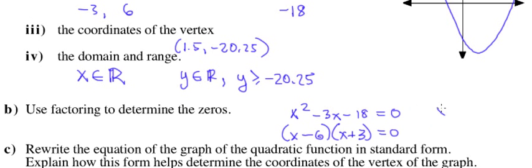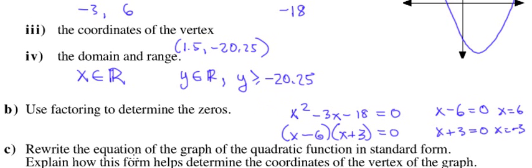We can either solve the first factor, x minus 6 equals 0, which tells us that x could be 6, or solve the second factor, and that quickly leads to x could be -3. Same thing the calculator found for the zeros of the function, but we do it by factoring. And finally, rewrite the equation of this graph in standard form.